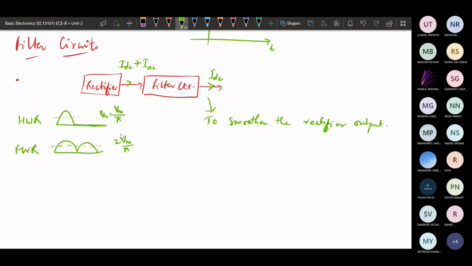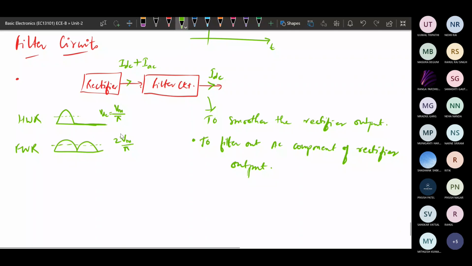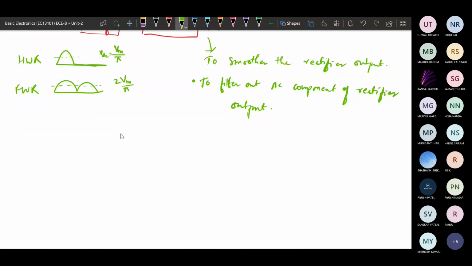So one of the motives of this filter circuit is to filter out the AC component of the rectifier output. This is the motive of filter circuits.